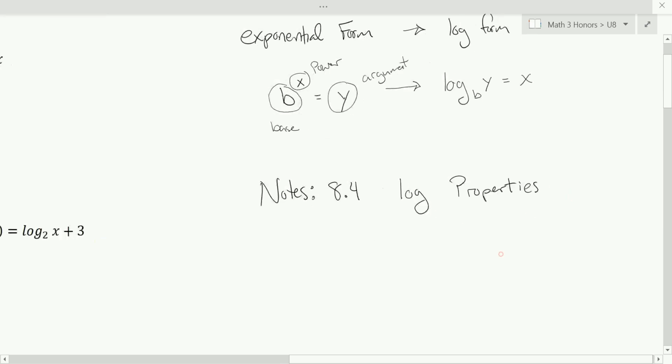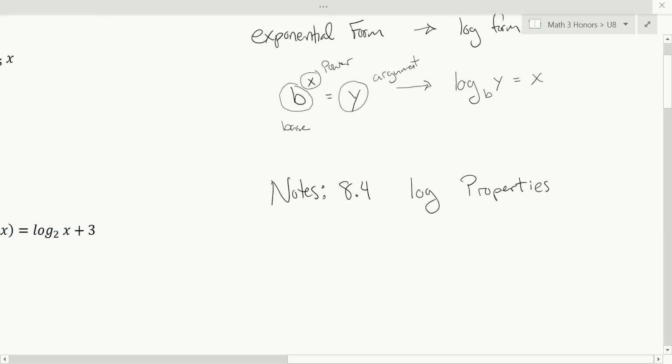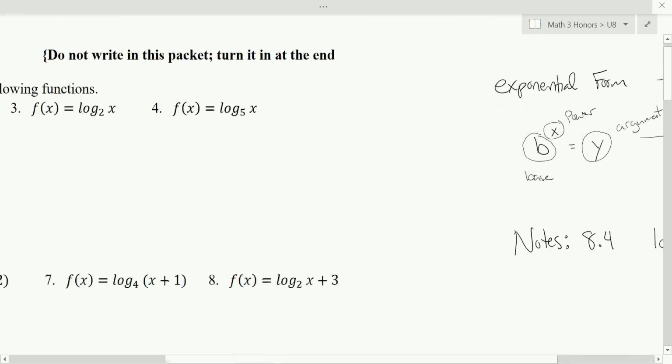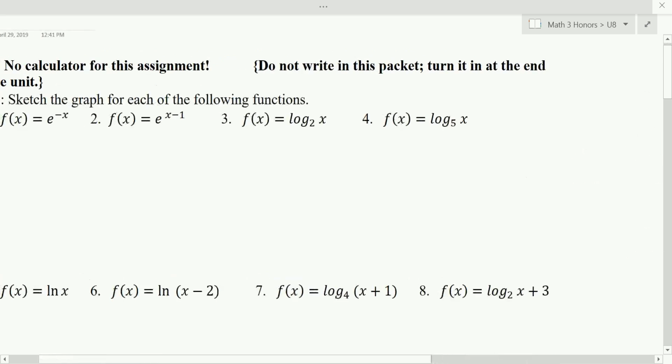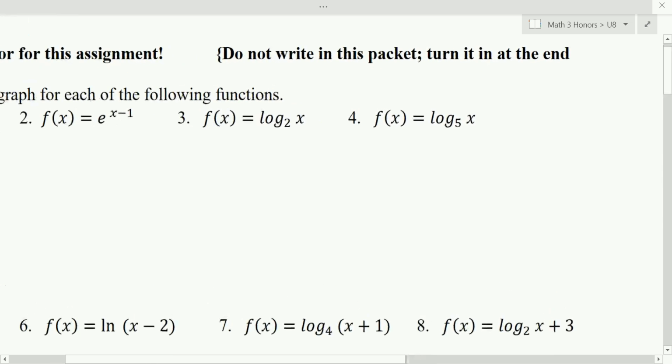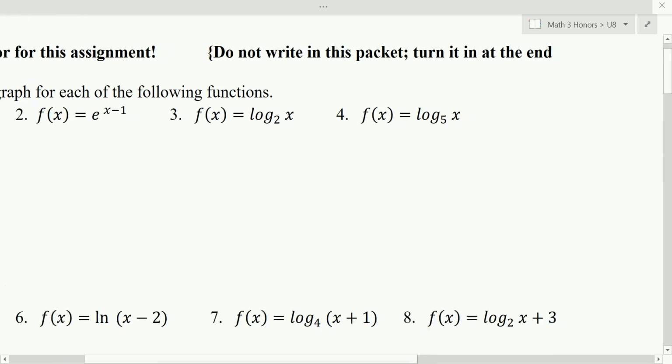Before we get into it, there's three main log properties. Before we get into those, let's just look at a couple graphing examples. We're going to start with number 3 from our homework. So f of x is function notation for y. So we can also write this as y equals log base 2 of x.